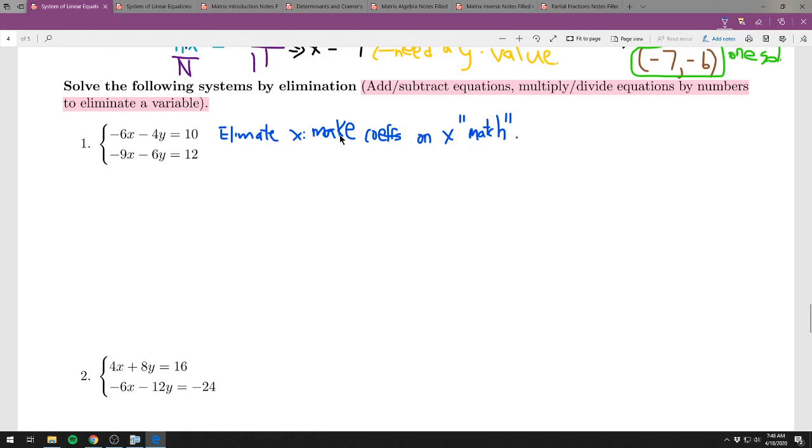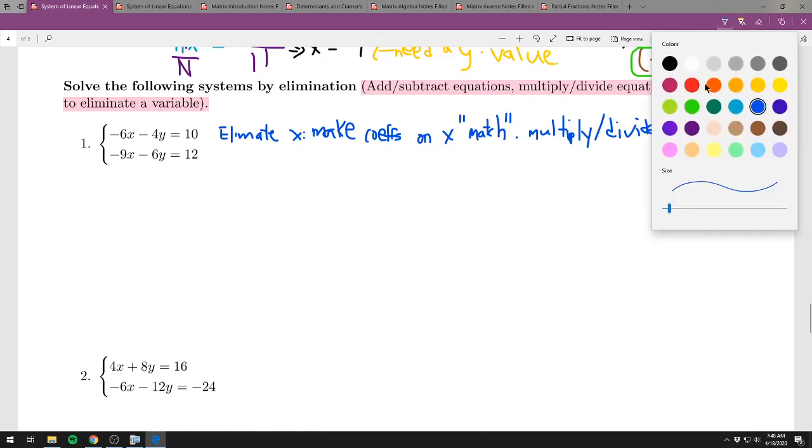And so, like I said, we'll make the coefficients on x match, and the idea behind that is by multiplying or dividing our equations by numbers to do that. All right, one thing you do not want to do, you do not want to multiply or divide the equations themselves. That will not help you. It will not lead you in a good path.